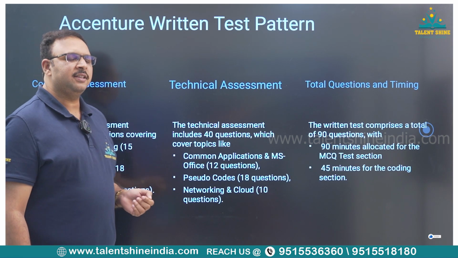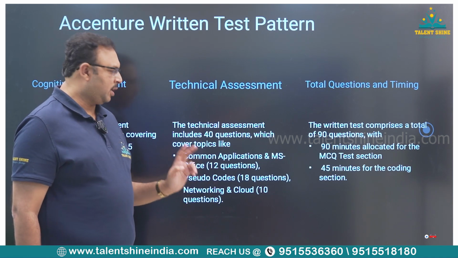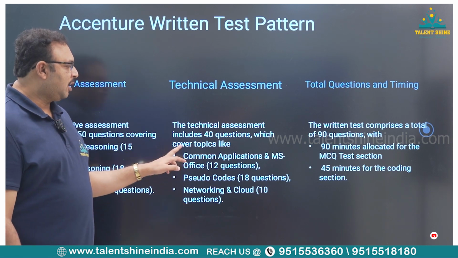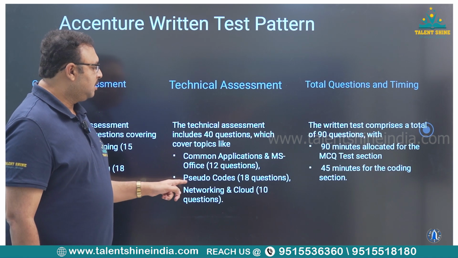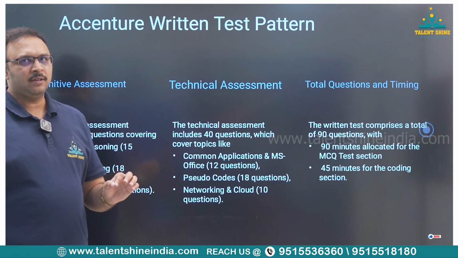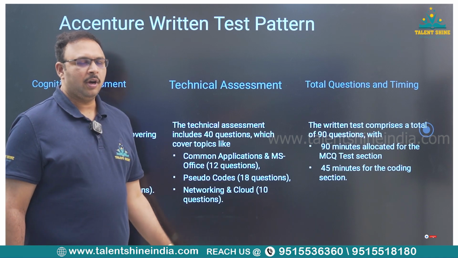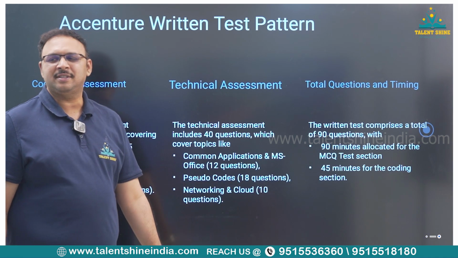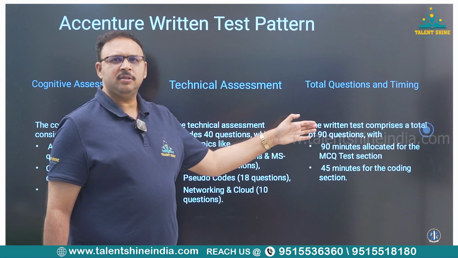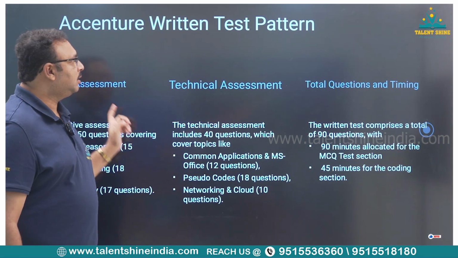Next, the technical assessment. In this technical assessment, there are three parts you need to prepare. One is common applications and MS Office. 12 questions come from this one. I would like to elaborate on this in a later class. Next, pseudocode, 18 questions, which is very important. It is key to getting success in Accenture. Next, network and cloud, where you need to face 10 questions. And finally, 90 questions, 90 minutes. That's the total written test part.